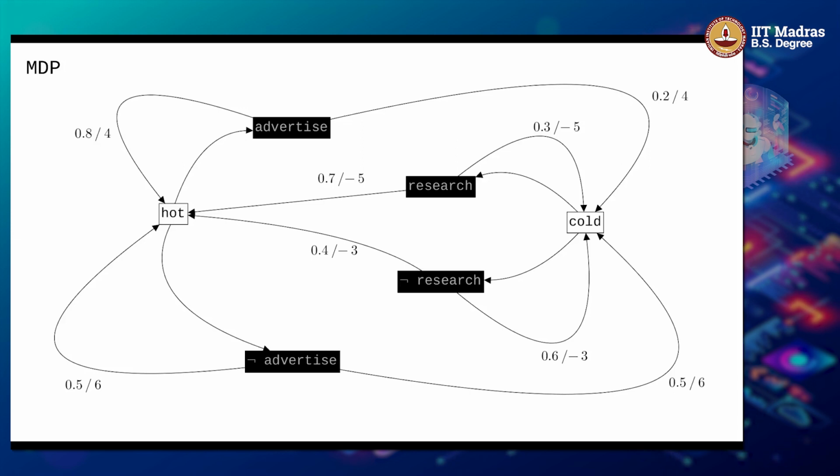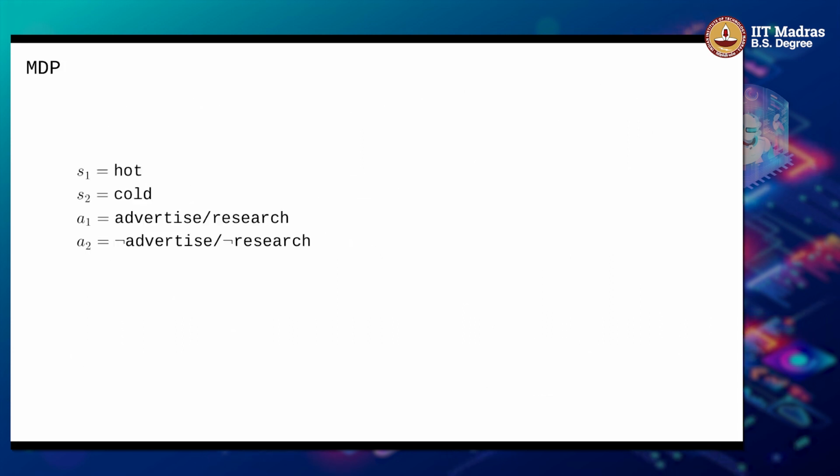Given this transition graph, what we will do next is convert this into a tabular form, so that it makes it easier for us to compute the value functions in the value iteration algorithm. That's what we will do next. So notice that we have two states and we are going to name them S1 and S2, hot and cold. And there are two actions, A1 and A2. A1 will correspond to the affirmative actions of advertising and researching. A2 will correspond to the negative actions of not advertising and not researching.